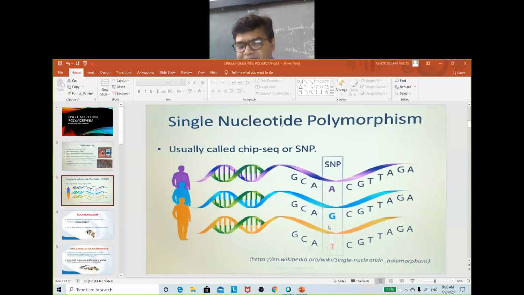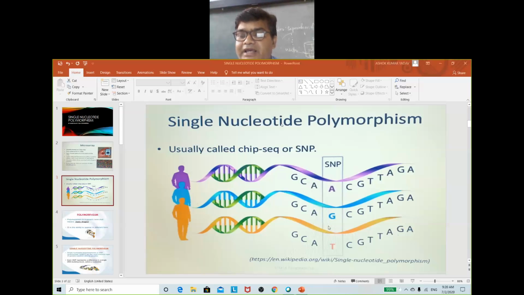Next, you can also study the chemokine receptor gene, the CCR5 gene. Due to that active receptor there is a disease like AIDS, the HIV virus. So this is the chemokine receptor gene. If there is a mutation in that gene, then there is no chance of that disease.